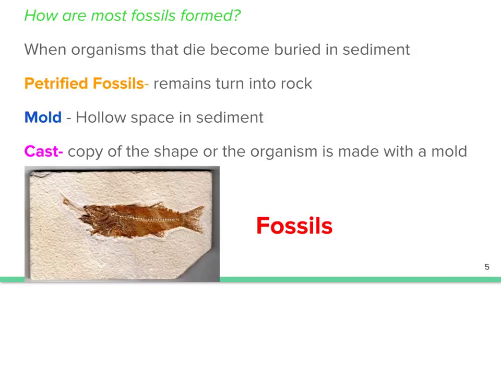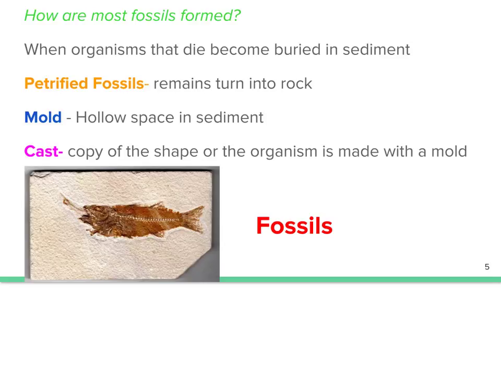Fewer than 1 of every 10 organisms will become a fossil. Most fossils are formed when organisms that die become buried in sediments. Petrified fossils are formed when the remains of an organism are buried in sediment. Then these remains disappear and are replaced by minerals. These minerals harden to form a rock, also known as a petrified fossil.